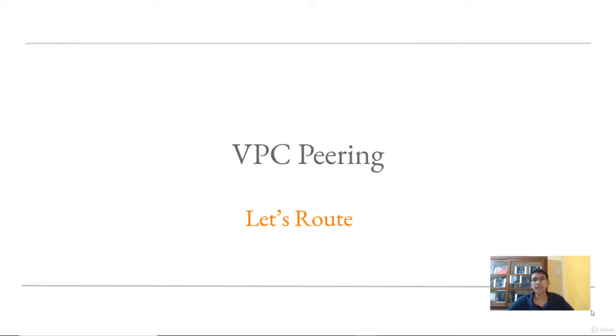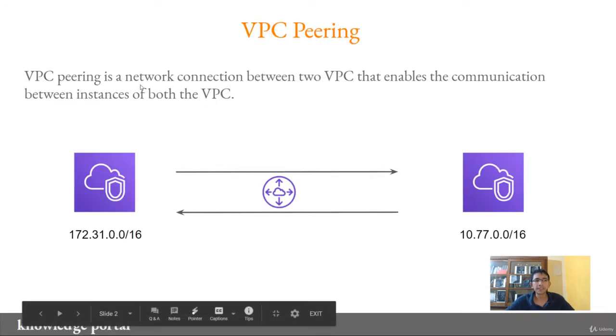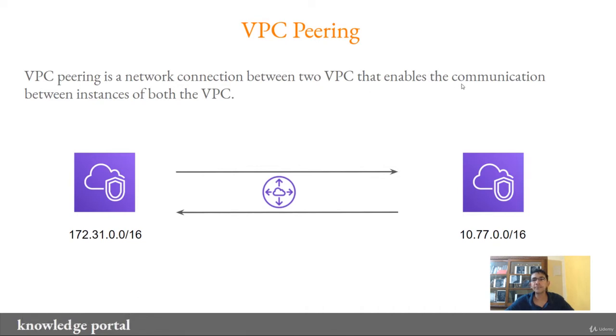Now in today's video we'll have a high level overview about VPC peering. VPC peering is a network connection between two VPCs that enables the communication between the instances of both the VPCs. This can be better explained with a diagram where you have one VPC with a CIDR of 172.31.0.0/16 and one more VPC which has a CIDR of 10.77.0.0/16.